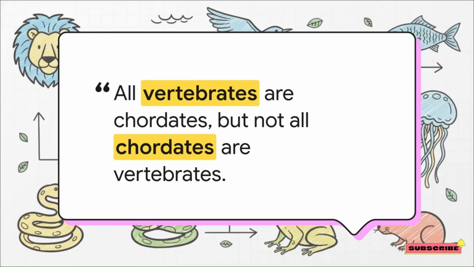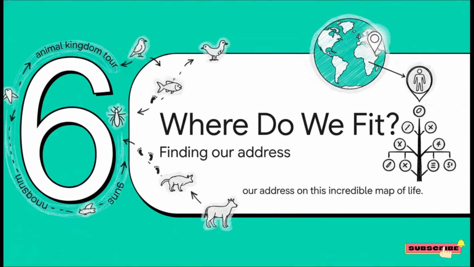Now, this is a really important idea to get your head around. All vertebrates are chordates, but not all chordates are vertebrates. So what does that mean? Well, think of chordates as this big, exclusive club. The only rule for entry is having that notochord at some point in your life. Now, within that club, there's a VIP section, and that's the vertebrates. We're the ones who took that basic notochord and upgraded it to a full bony backbone. So everyone in the VIP section is in the club, but not everyone in the club gets into the VIP section.